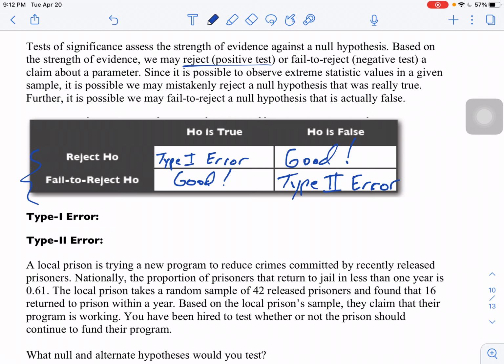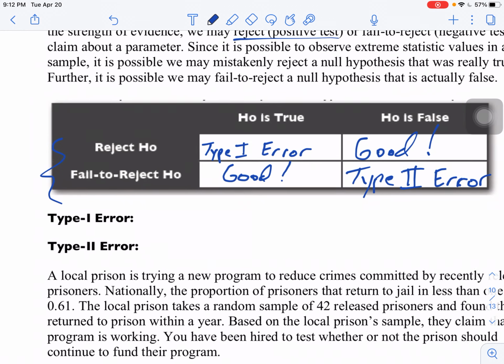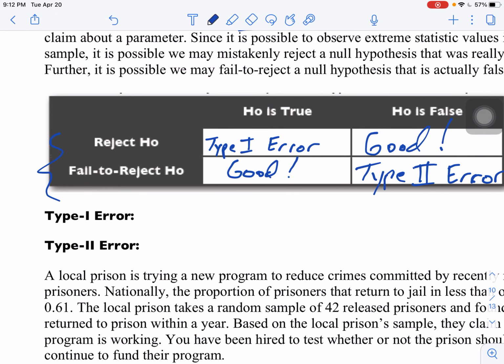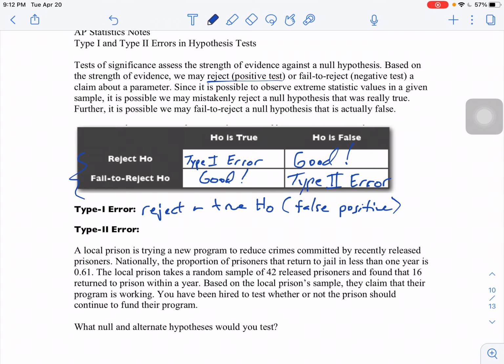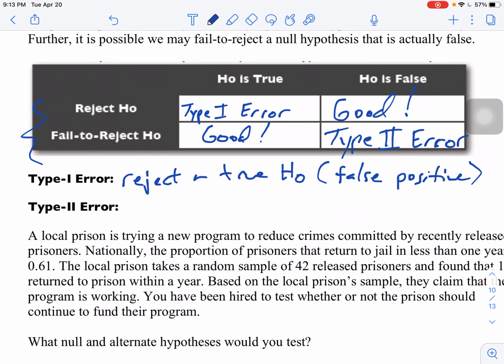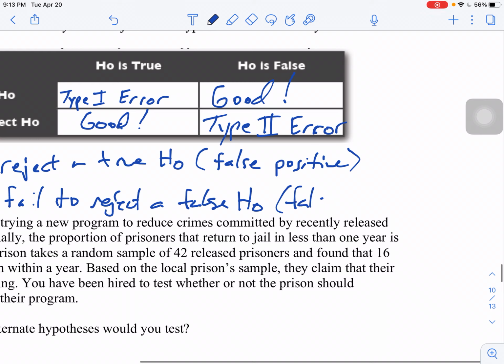Okay, so all right, then a type 1 error. A type 1 error is when we reject a true null, and in parentheses I'm going to write false positive. So again, that's a type 1 error, and I do want you to remember these, so you might have to memorize which is which. And then a type 2 error is to fail to reject a false null, and this is what we call a false negative test.